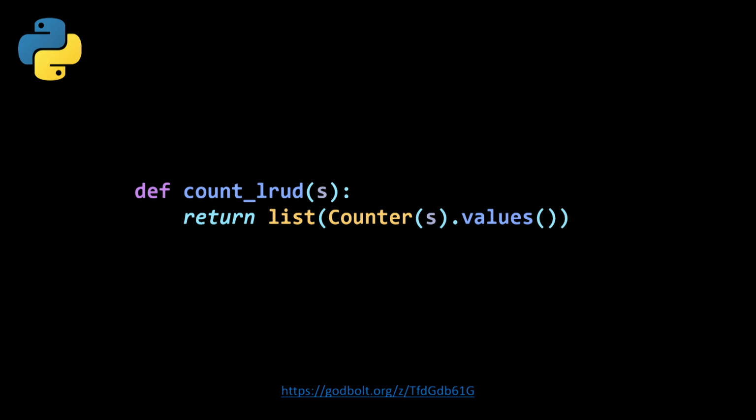It basically creates you a hash map and counts everything automatically. It's like a group by, if you're familiar with that from SQL or other languages, and then you've got a values method. You have to convert it to a list.